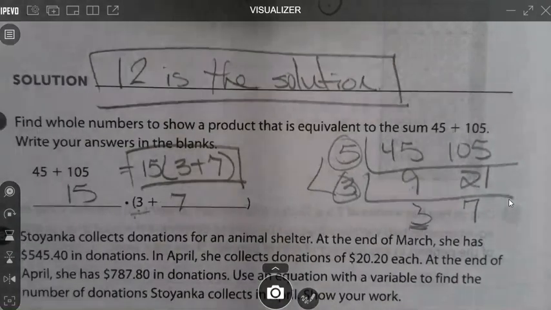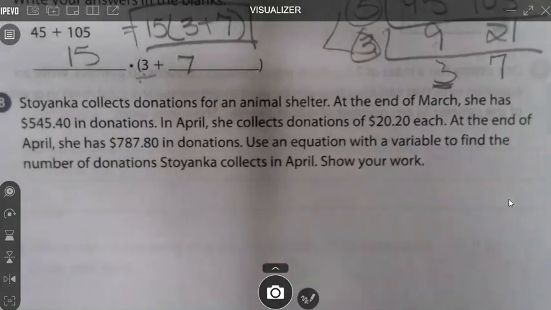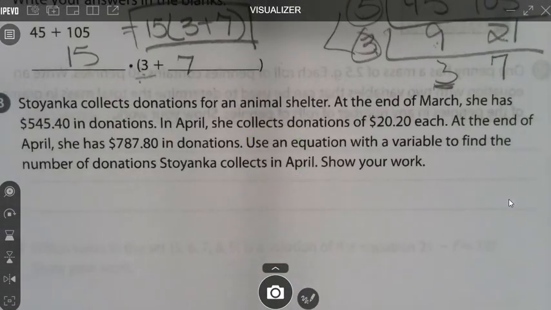All right, number 8. You know how bad I am at pronouncing names. Let's move on.